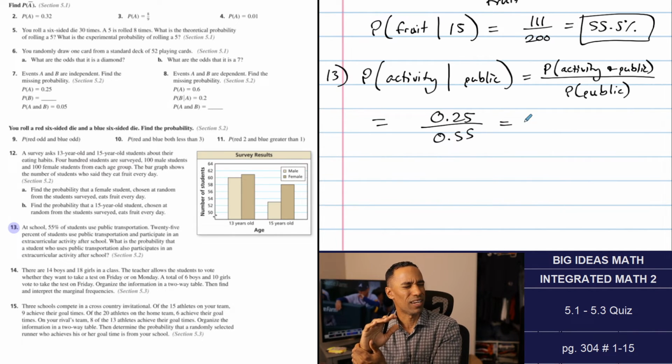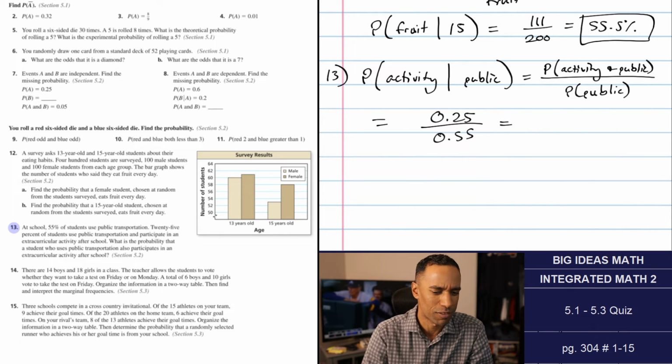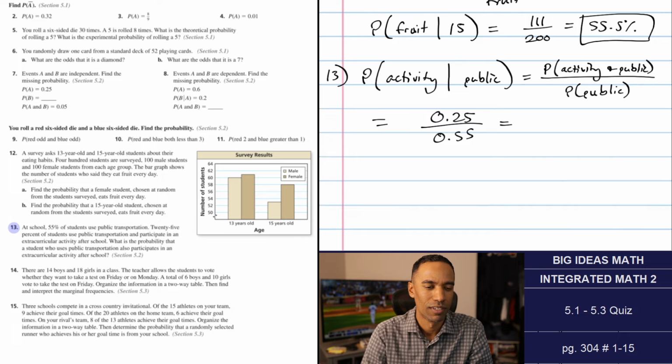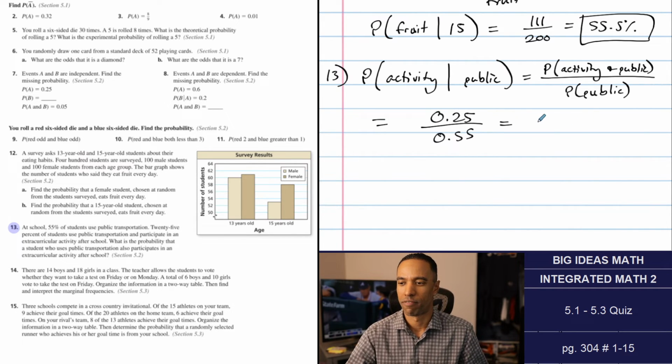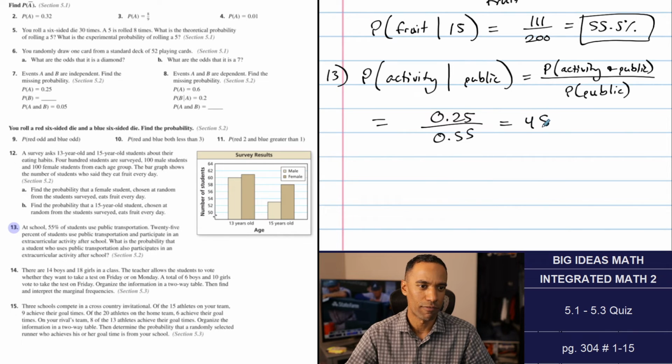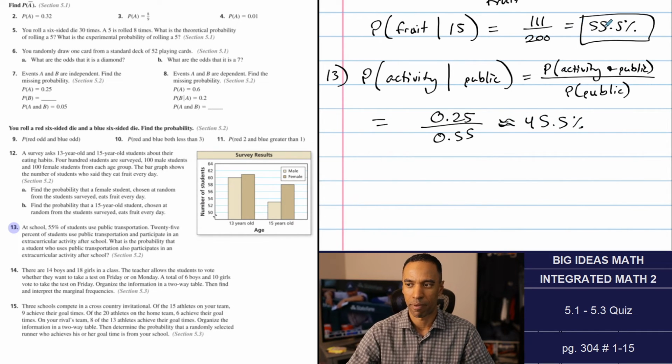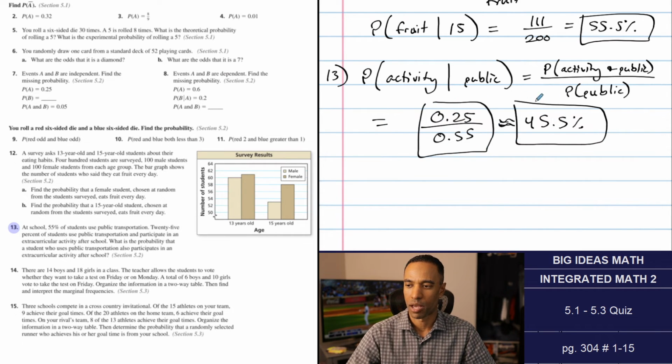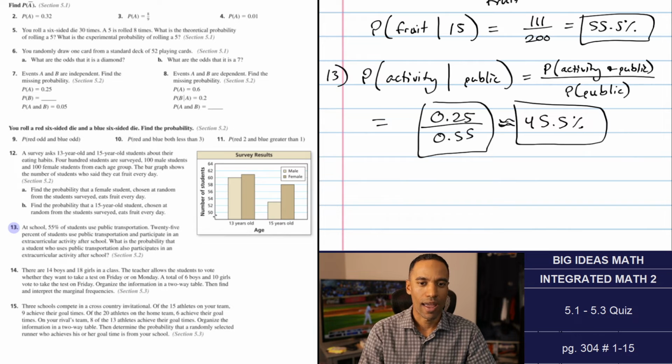Is that 454545? Let me see. I'll just do 0.25 divided by 0.55. I don't want to get it wrong. Yes, 0.454545. So I'll say the percentage is 45.5%. That's approximated. The other ones were exact, by the way, the 55.5 and so on. So I should probably use that one. Boom. All right, two more.